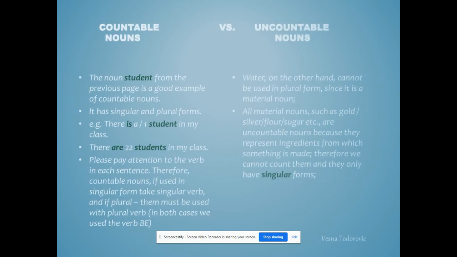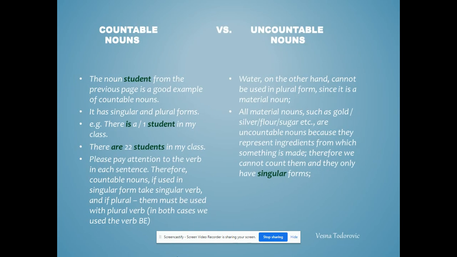Now let's move on and let's see. So the noun student that we have had is a very good example of countable nouns. So it can be used in singular and plural forms. Used in singular, we can say, there is a student in my class, or there is one student in my class. Used in plural would sound, there are 22 students in my class, the example that we have already had.